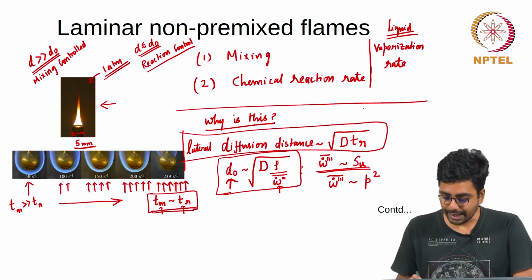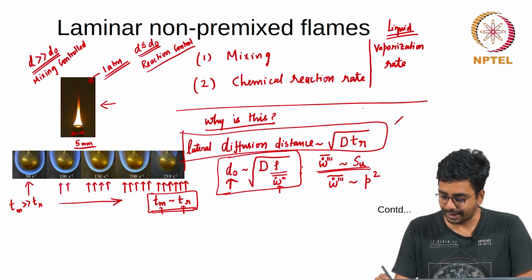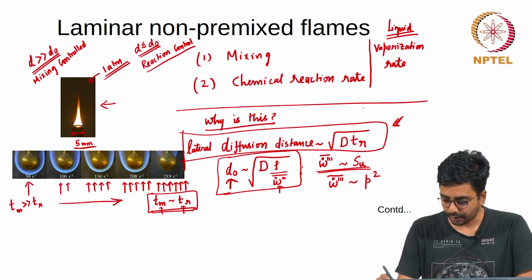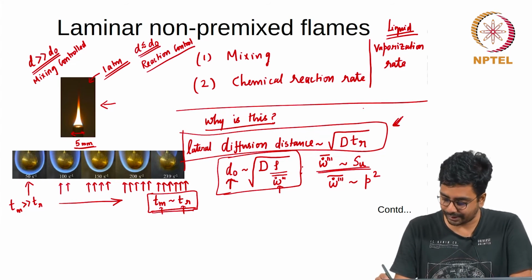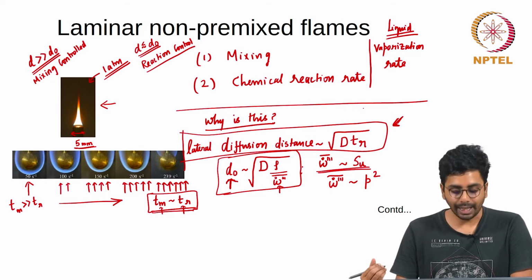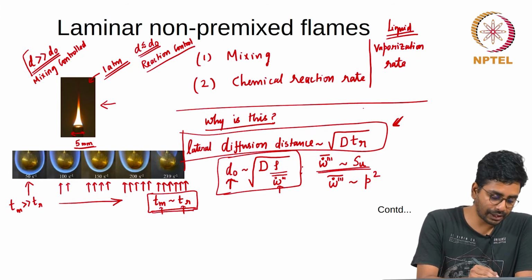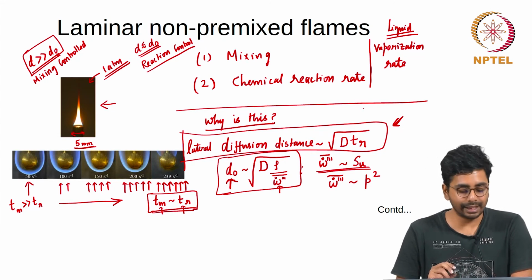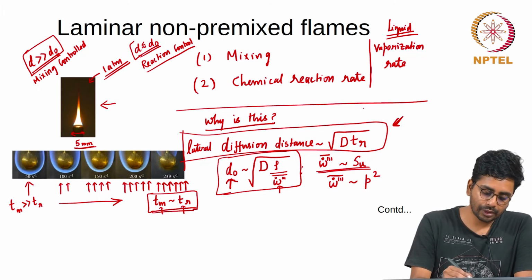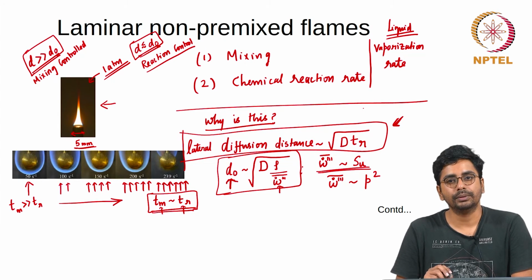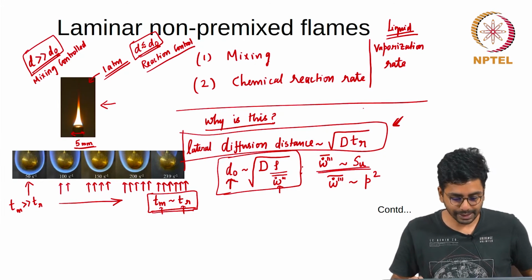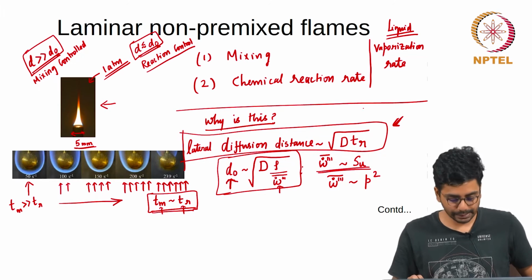So, to quickly summarize, the key idea is lateral diffusion, which is a strong function of pressure. If the relevant length scale is much greater than d0, the dynamics is mixing controlled. If d becomes comparable to or smaller than d0, then the reaction rate starts playing a role. That is as far as laminar non-premixed flames are concerned.